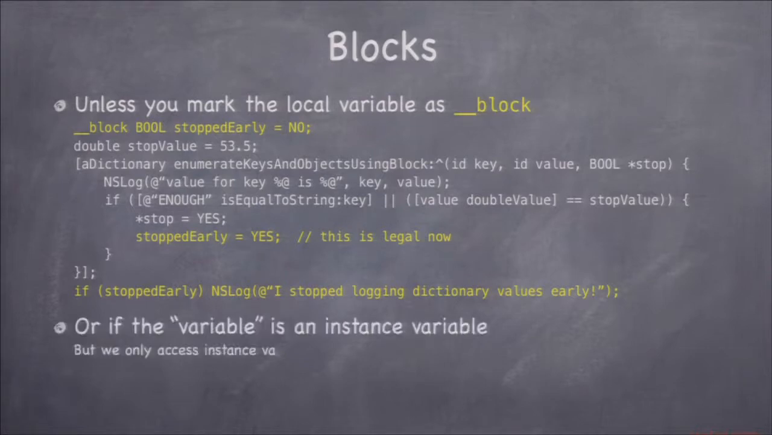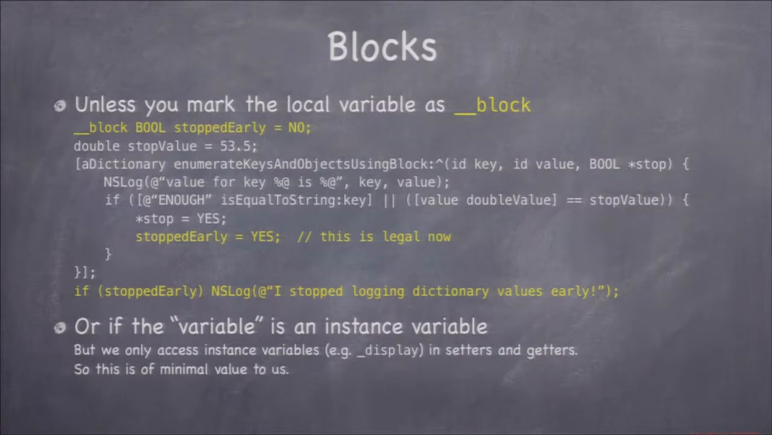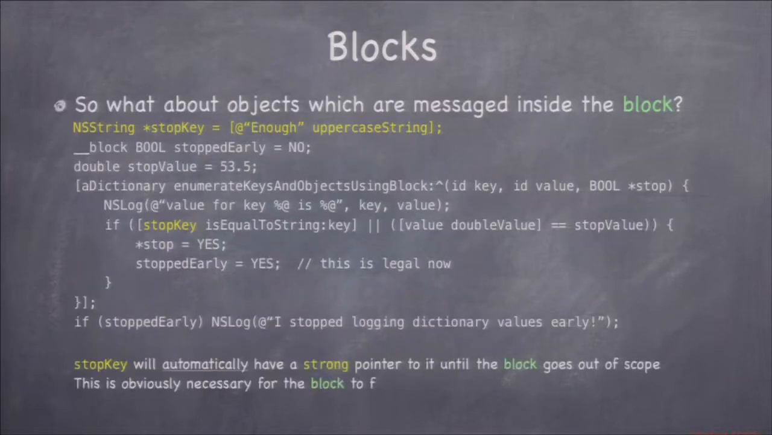Okay? This also works if the variable is an instance variable. We don't really access instance variables except for setters and getters, but that's because instance variables, of course, are in the heap, because all objects are stored in the heap. What about objects that are messaged inside of a block? Because there's a little special thing to think about there. So if I had a string stop key, which was enough, and I wanted to use stop key inside that block, like this, the compiler has to make sure that it generates code, and the runtime has to make sure it works, so that there's a strong pointer to it.